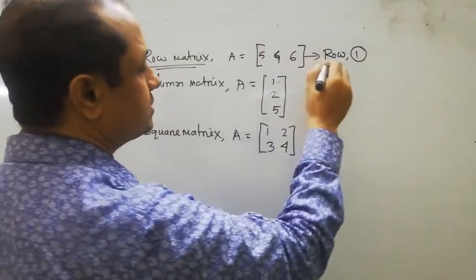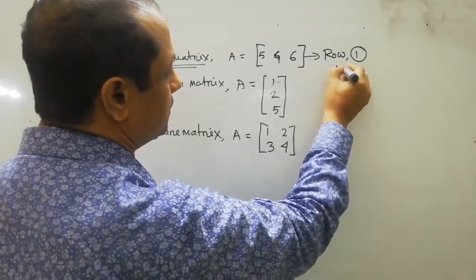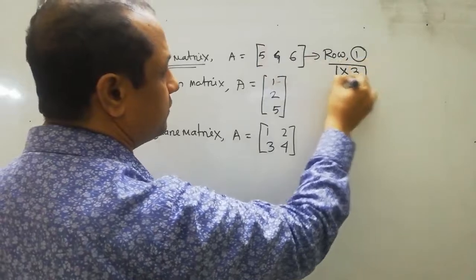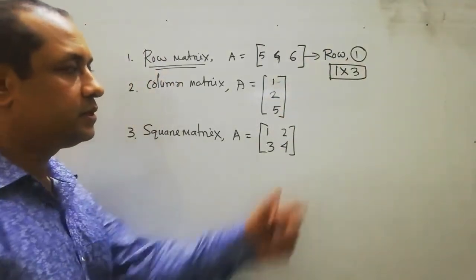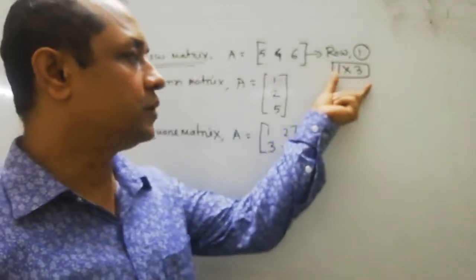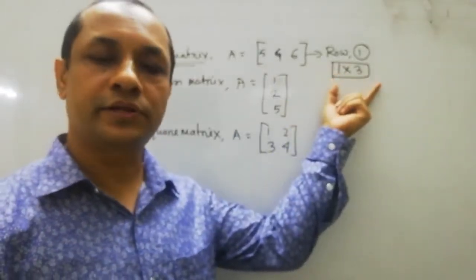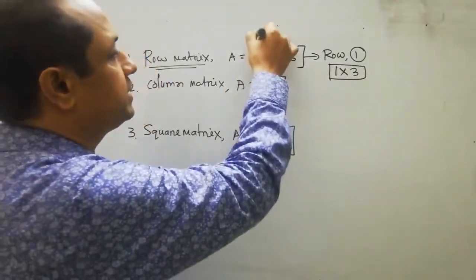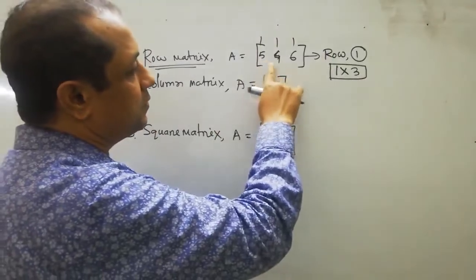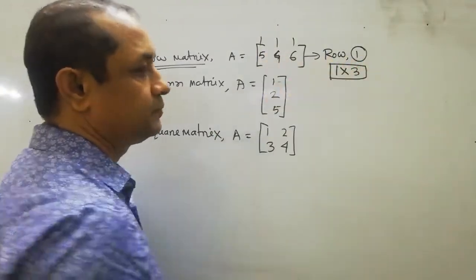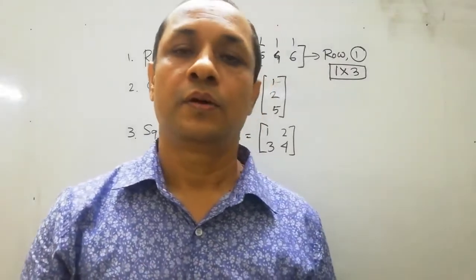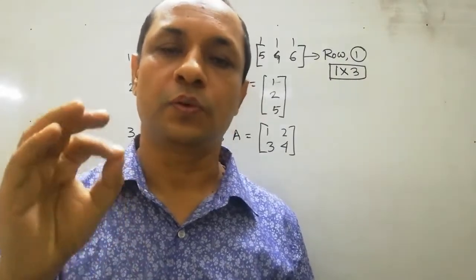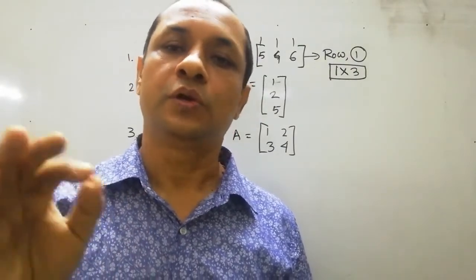But the order of the matrix: here there is one row and the vertical lines are 3, so the number of columns is 3. So the order of this row matrix is 1 by 3, where 1 is the number of rows and 3 is the number of columns. I say again, what do you mean by row matrix? A matrix which has only one row is called a row matrix.